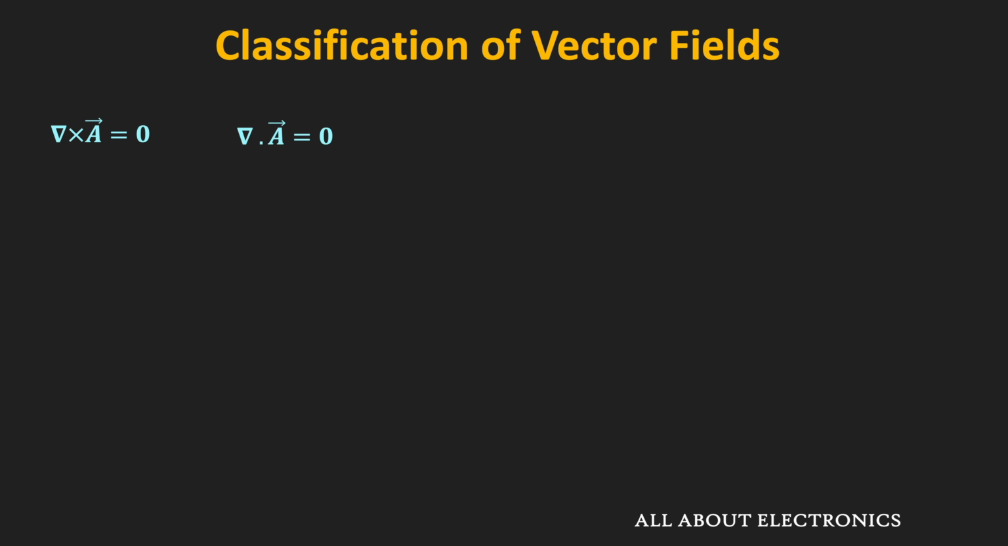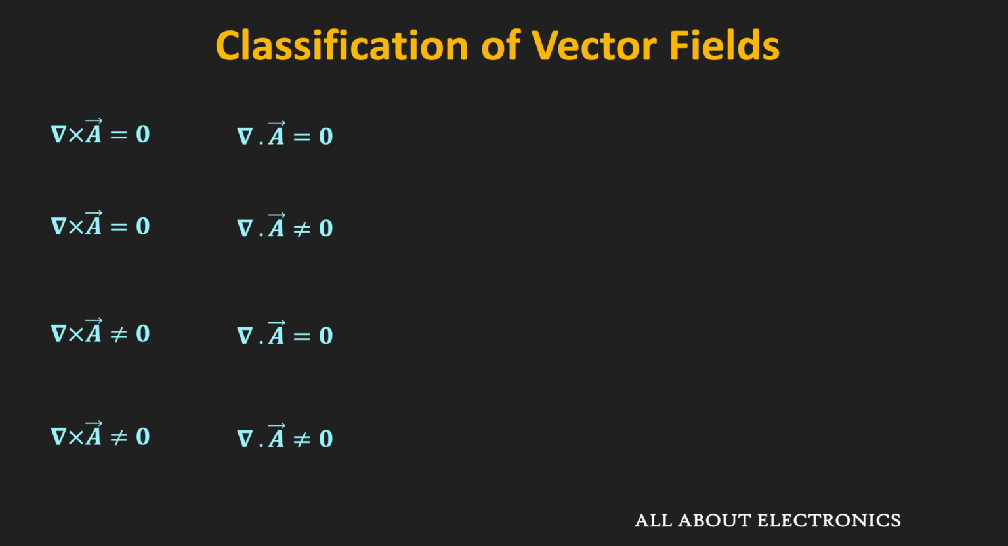Second is the curl of the vector field is 0 while the divergence is non-zero. Third is the curl is non-zero while the divergence is equal to 0. And the fourth is both curl and the divergence are non-zero. So if you see this vector field, then this represents the first case.